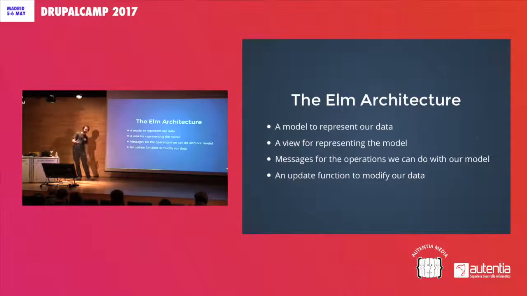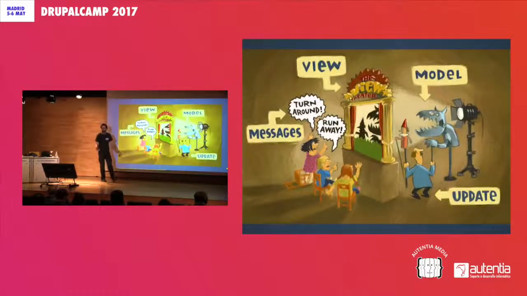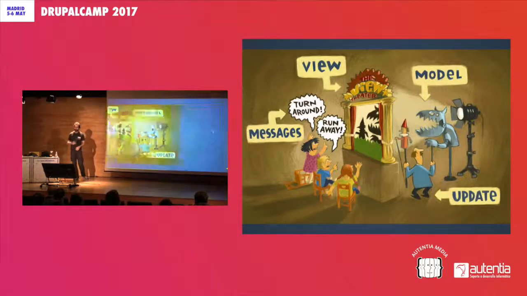This may be a bit complex. I'm going to explain this same architecture in a very different way. This is the Elm architecture. You have a model, you have a view, and you have the messages you can do with the model, like turn around or run away, and then you have an update that changes the model based on the message it receives. This is it. There are other concepts that usually are part of these kinds of architectures, like immutable models, variables, and so on. I'm not sure if that's important, so I will skip it.